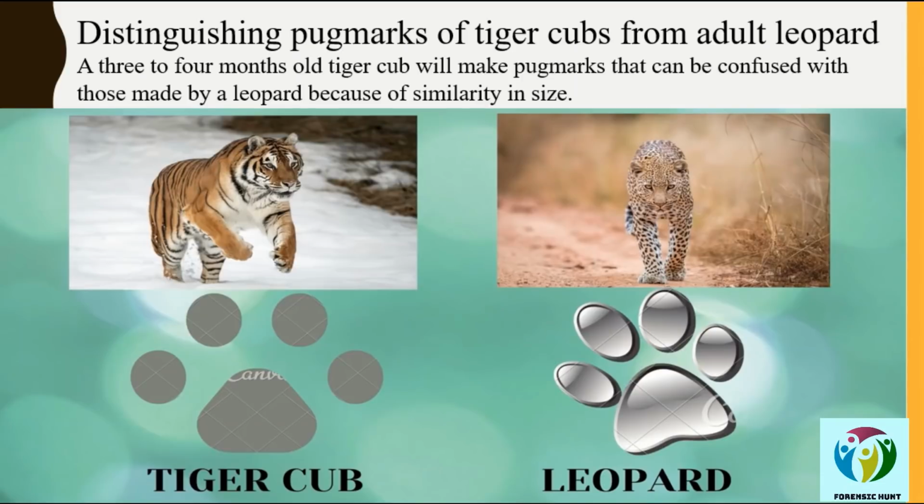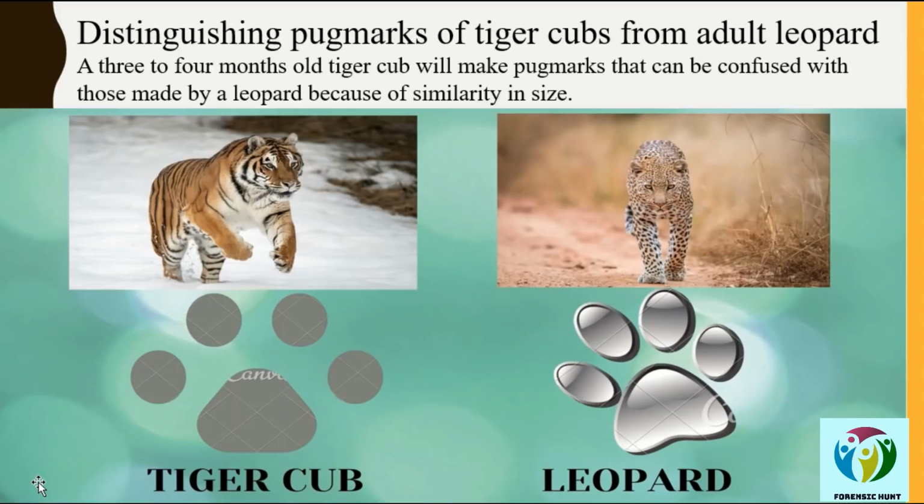So the last difference based upon which you would be able to tell whether the given pug mark is of a tiger cub or of an adult leopard is the stride length. One point I would like to tell you here: the more the height or the length of an animal is, the larger would be the stride length. So if we compare the height of a tiger cub with an adult leopard, it is very obvious that the height of the leopard would be way more, and thus the stride length would also be larger in the case of a leopard. So first of all, what you have to do is measure the PML of the given pug mark, that is the pug mark length.